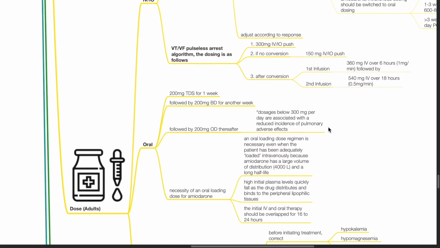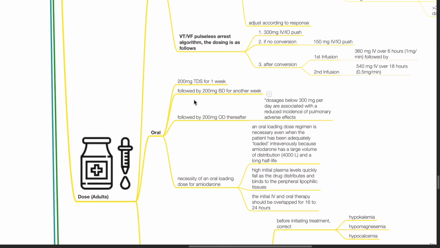The oral dose is 200 mg TDS for 1 week, followed by 200 mg BD for another week, followed by 200 mg OD thereafter. Dosages below 300 mg per day are associated with a reduced incidence of pulmonary adverse effects.